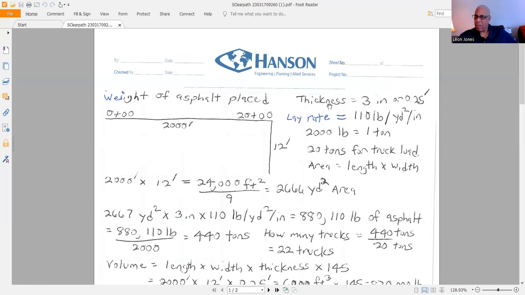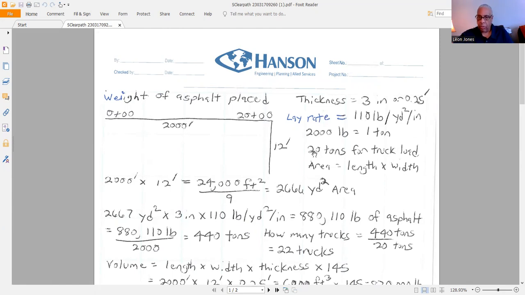Thickness generally, I'm going to just say 3 inches or 0.25 feet, because what I'm trying to calculate is the weight of asphalt that's being placed. So we have our lay rate or our yield, and that's 110 pounds per square yard per inch. That's generally for 1 inch of compacted asphalt material. Now, also you need to know 2,000 pounds equal 1 ton.